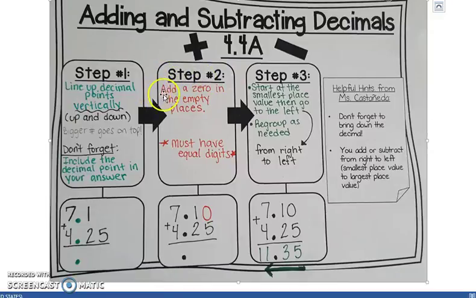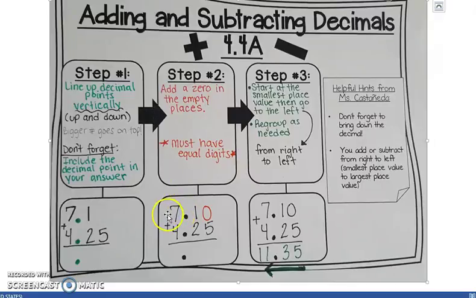Now read it with me, please. Add a 0 in the empty places. You have to add a 0 in empty places so that you have the equal number of digits. And that's like our little tip. That's why it has 2 little stars here.